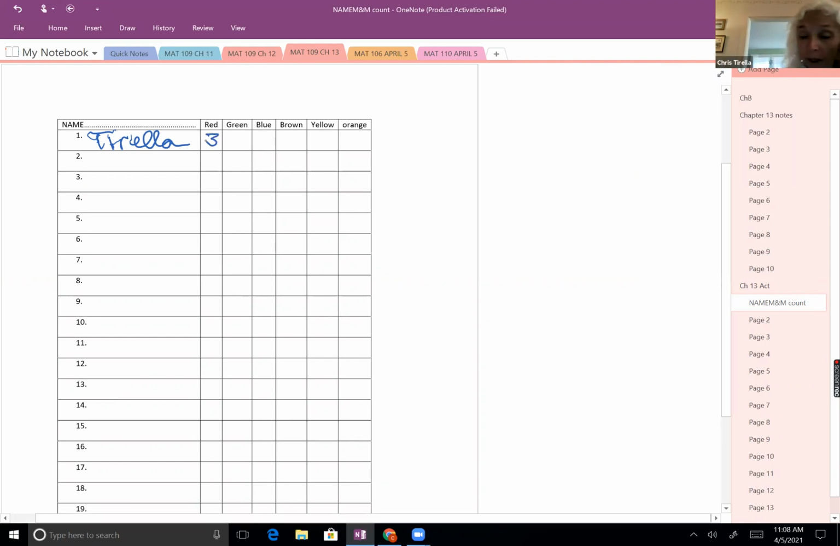So I'm going to do my tally. I had 3 red, 2 green. I didn't have any blue. I had 2 brown. I have 2, 4, 6, 8, 10, 12, 13 yellow, which is crazy. I've never seen such a big group of yellow. And then I have 7 orange. And so now I need that information from each of you. So I'm going to go by the attendance.